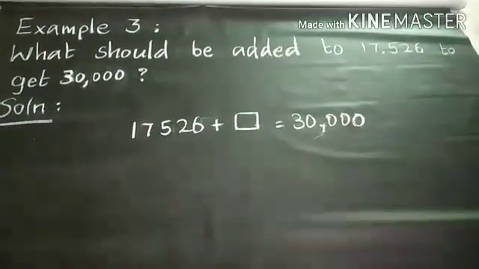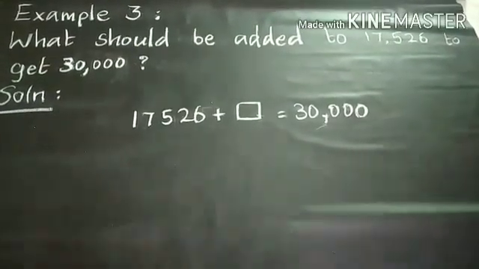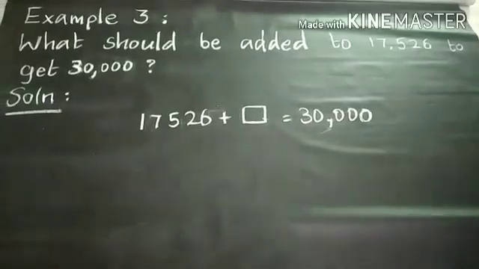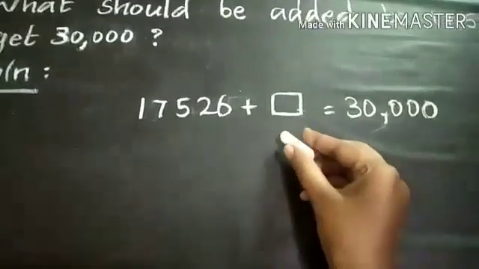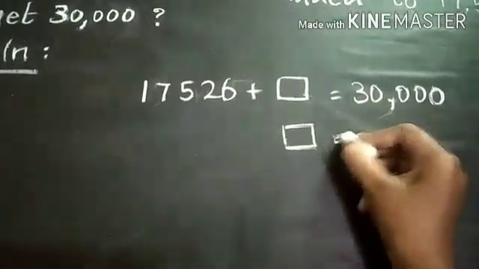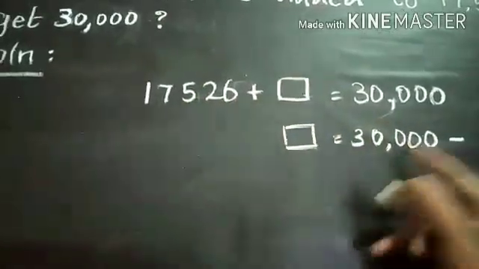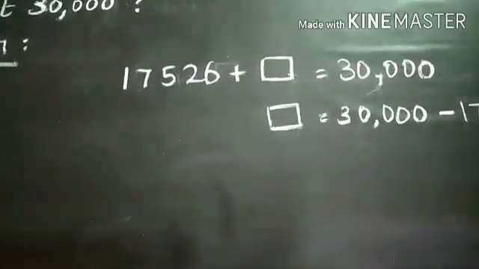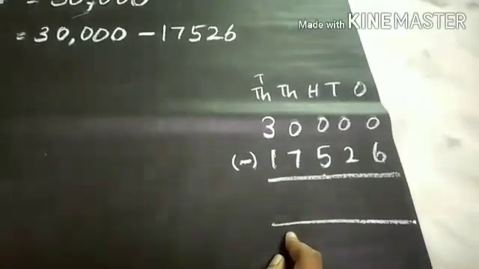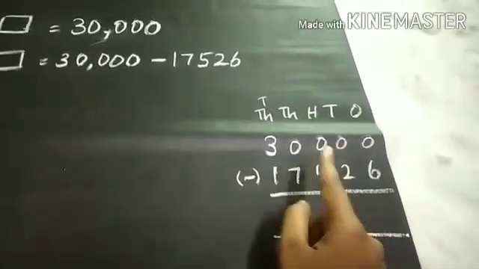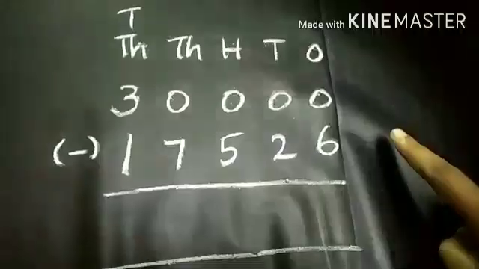Okay, I repeat, what should be added to 17,526 to get 30,000? In this problem we have to find the unknown number. So subtract 17,526 from 30,000. Unknown number is equal to 30,000 minus 17,526. Okay. Now subtract the number 17,526 from 30,000. Write the number column wise.